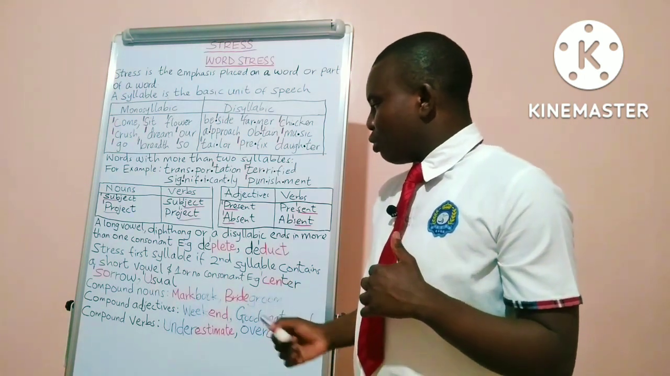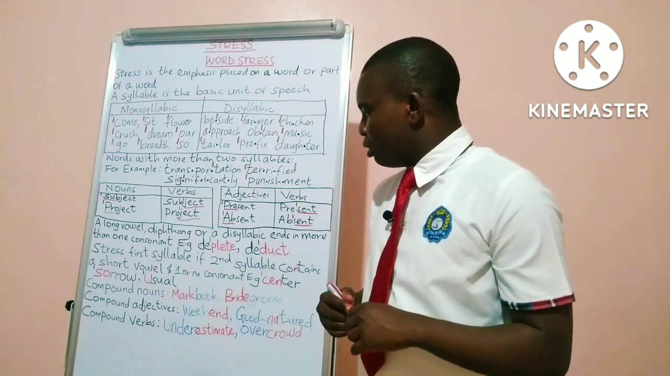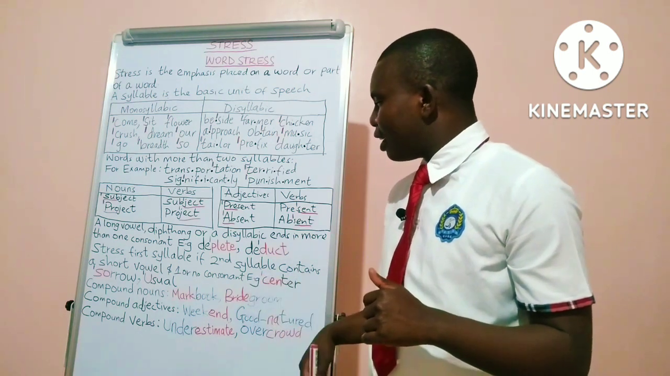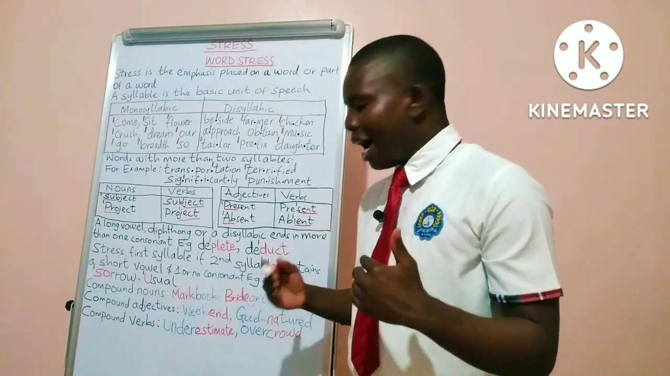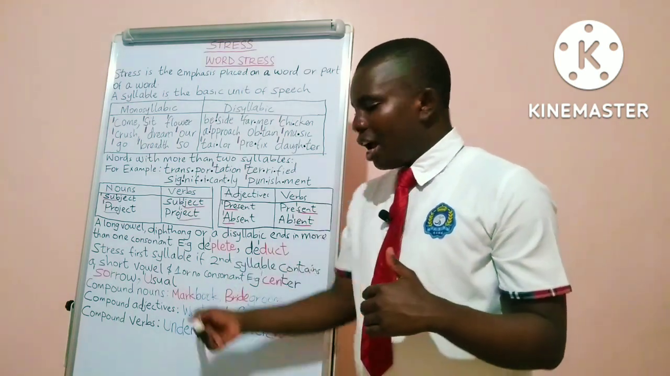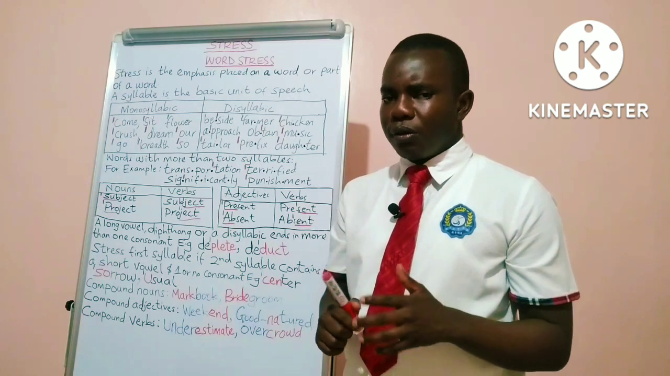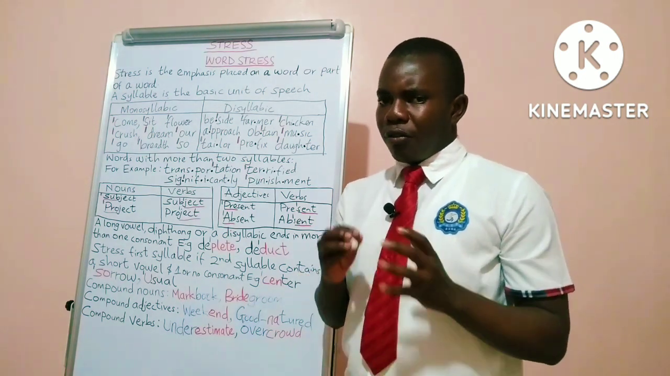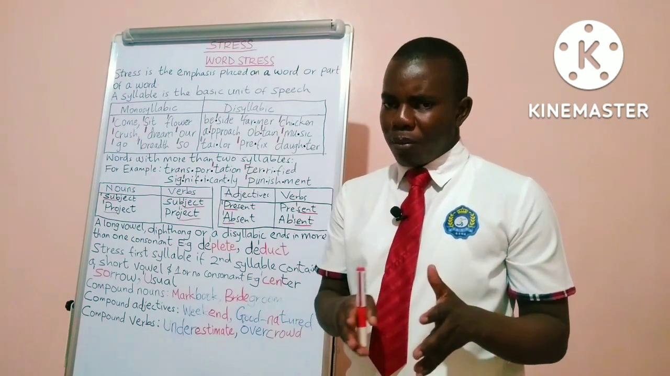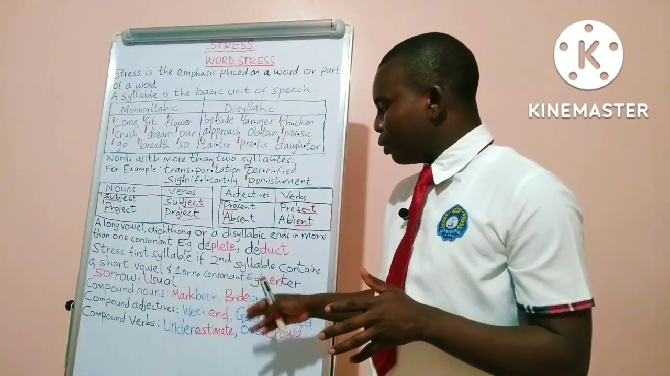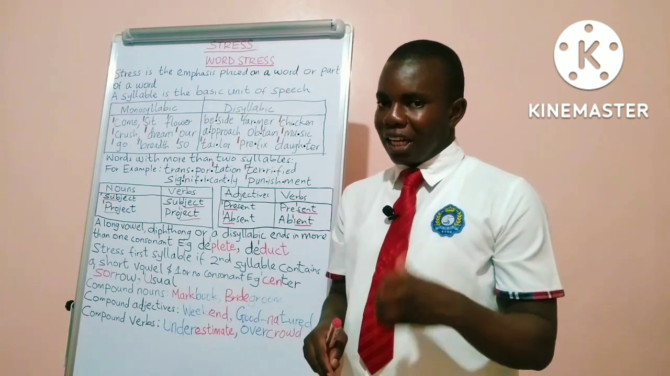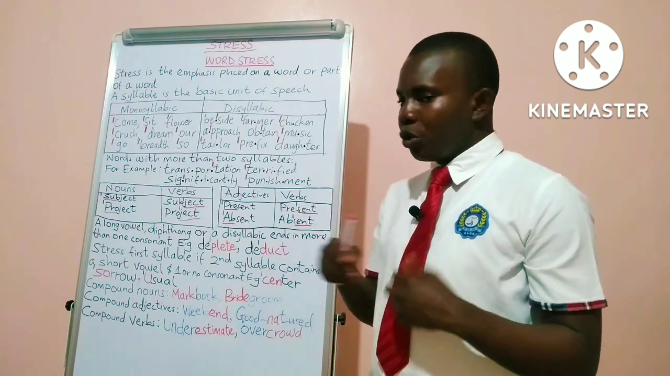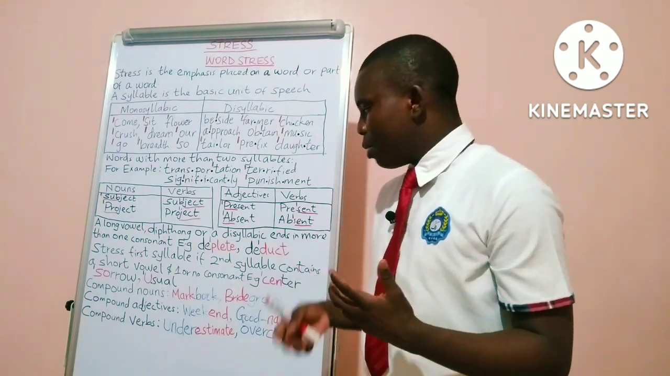Other examples that you can look at are center, sorrow, and usual. Another thing to look out for is in compound nouns, stress the first syllable. An example here is MacBook, you stress the first syllable, Mac. In bridegroom, you also stress the first syllable, bride.